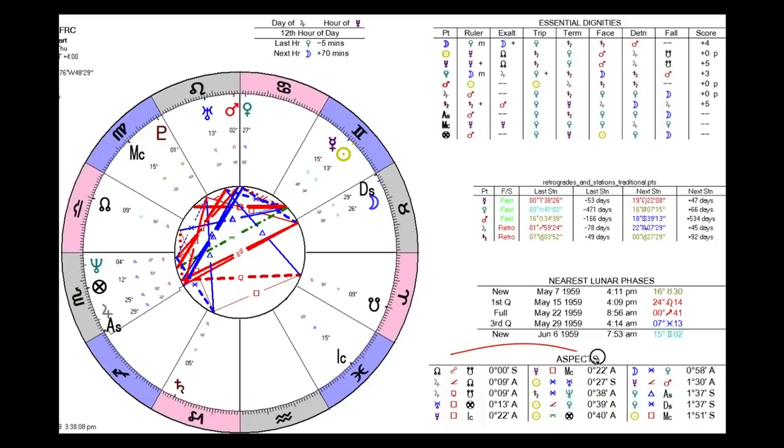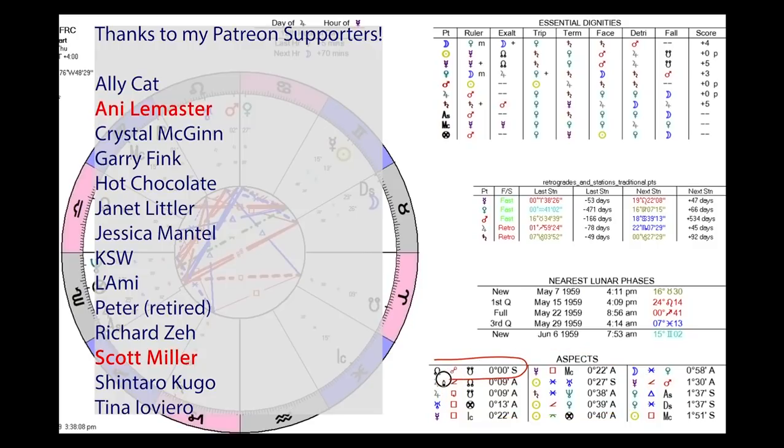So you can see that aspects are listed in the proper order. In other words, what's the tightest orb? So the tightest orb is going to be north and south node, which is going to be at 0 degrees and 0 minutes, not seconds. It's separating. I'm not sure why it's separating. So then we have here the minor aspects. We're not really going to worry about those.